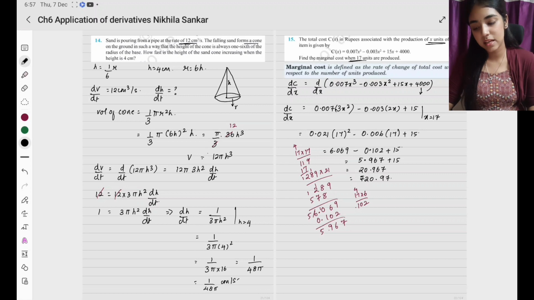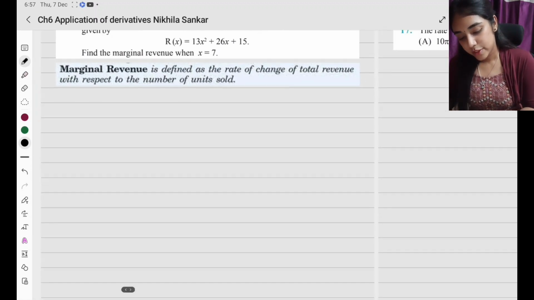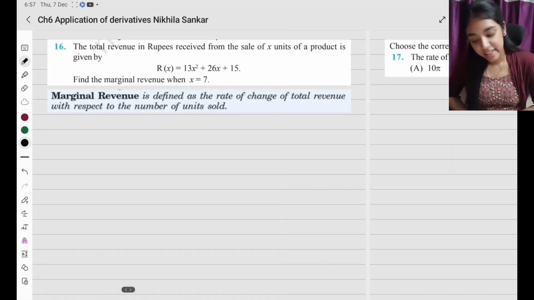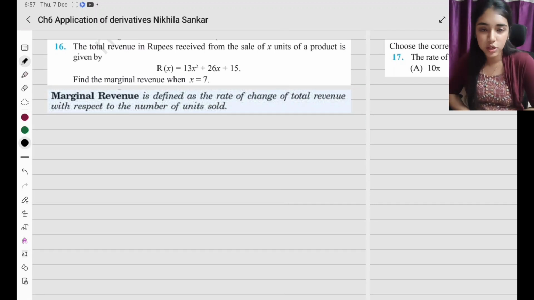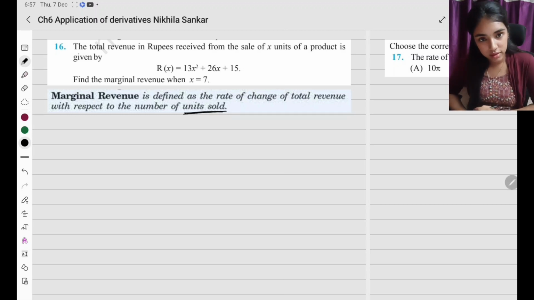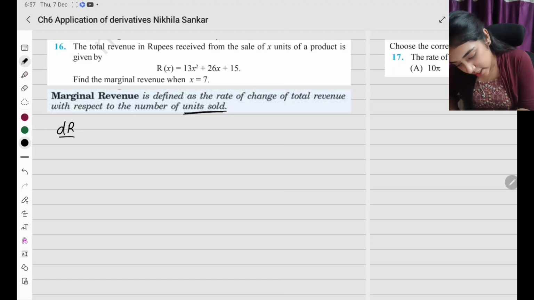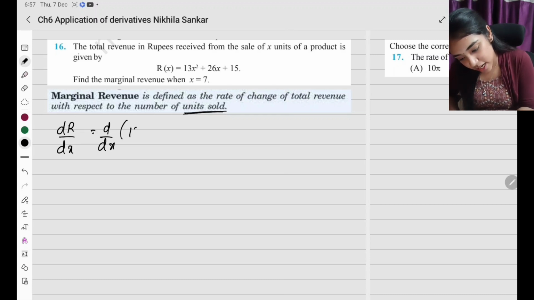Put the calculation numbers correctly. Question number 16. The total revenue is given and the sale of X units. So this is the same as marginal cost, marginal revenue. Marginal revenue is for number of units sold. Okay. Now this is given. I need to find dr by dx, which is going to be d by dx times the value of R, 13x square plus 26x plus 15.